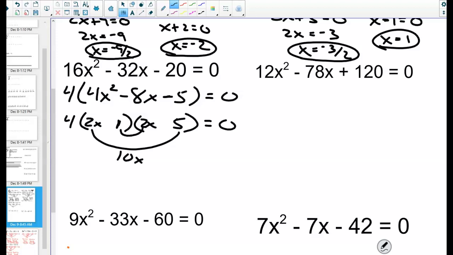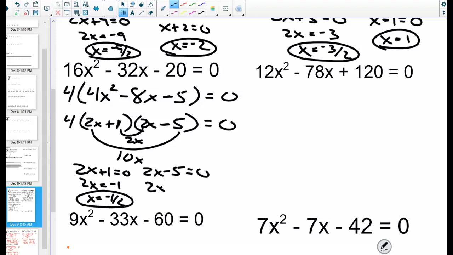10x, 2x. How can I make 10x and 2x negative 8x? The 10 becomes negative, the 2 stays positive. Negative 10 and 2 is negative 8. And now 2x plus 1 equals 0. 2x minus 5 equals 0. 2x equals negative 1, x equals negative 1 half. 2x equals 5, x equals 5 halves.